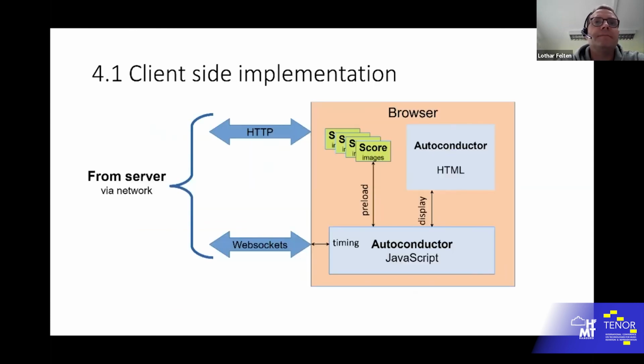Next slide, please. On the client side, we see that there's only a browser being used. So the entire application is just a website. The JavaScript takes care of preloading all the images. That makes jumps quite fast and makes up the connection to the server using a WebSocket for the timing information. So it knows what slide it should show at which position. Next slide, please.